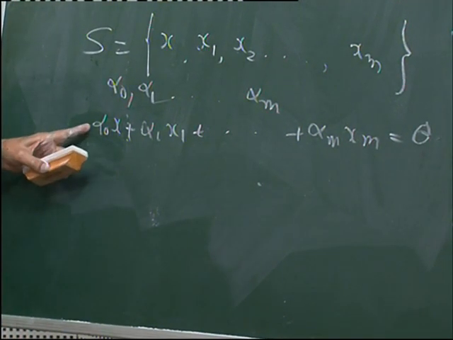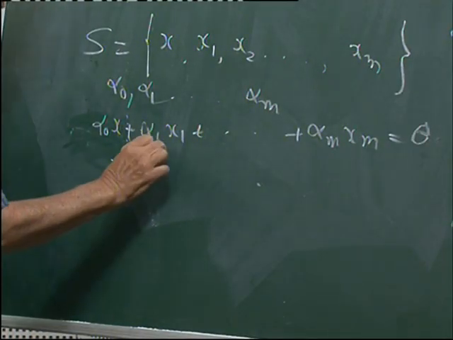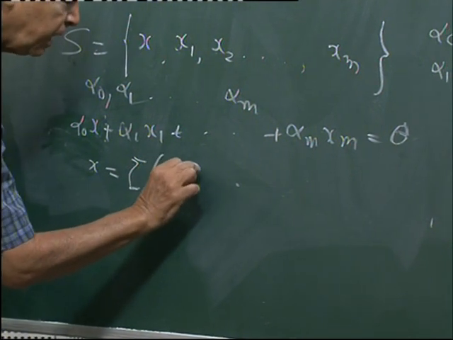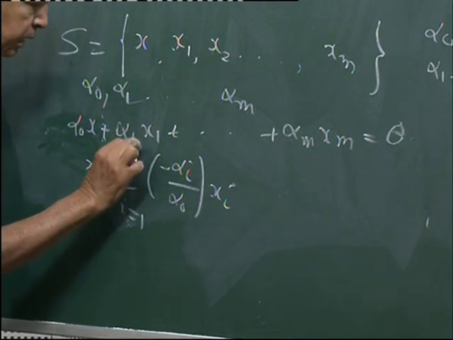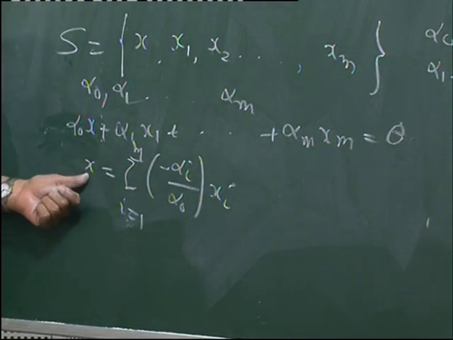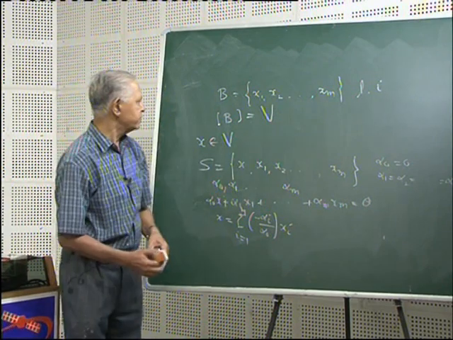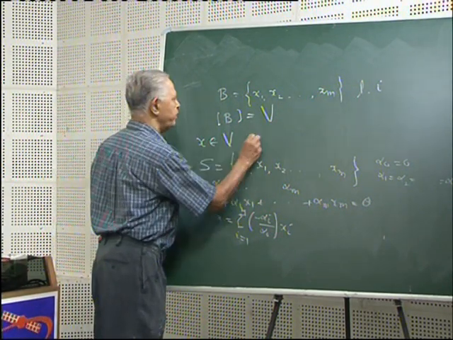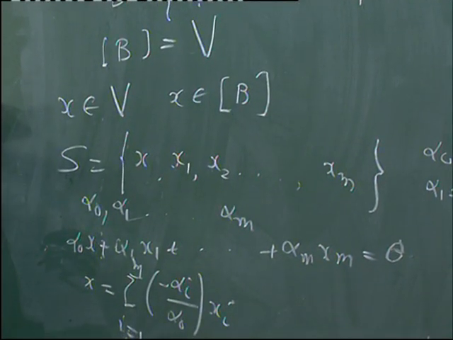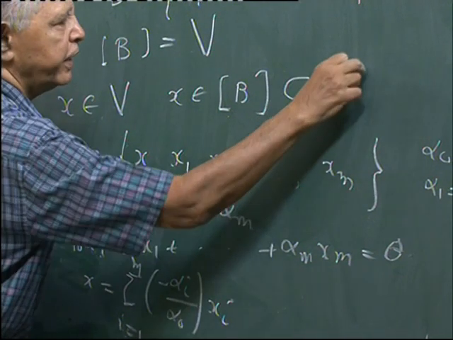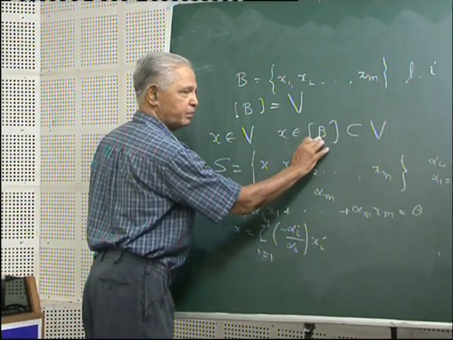and that implies that alpha 0 is not equal to 0. Since alpha 0 is not equal to 0, I can write down this equation in this form: x equals the sum of minus alpha i upon alpha 0 times xi, i equal to 1 to m. That means vector x can be expressed as a linear combination of x1, x2, ..., xm, and that implies that x belonging to V implies x belongs to the subspace spanned by B. Since this is a subspace, it is also contained in V.